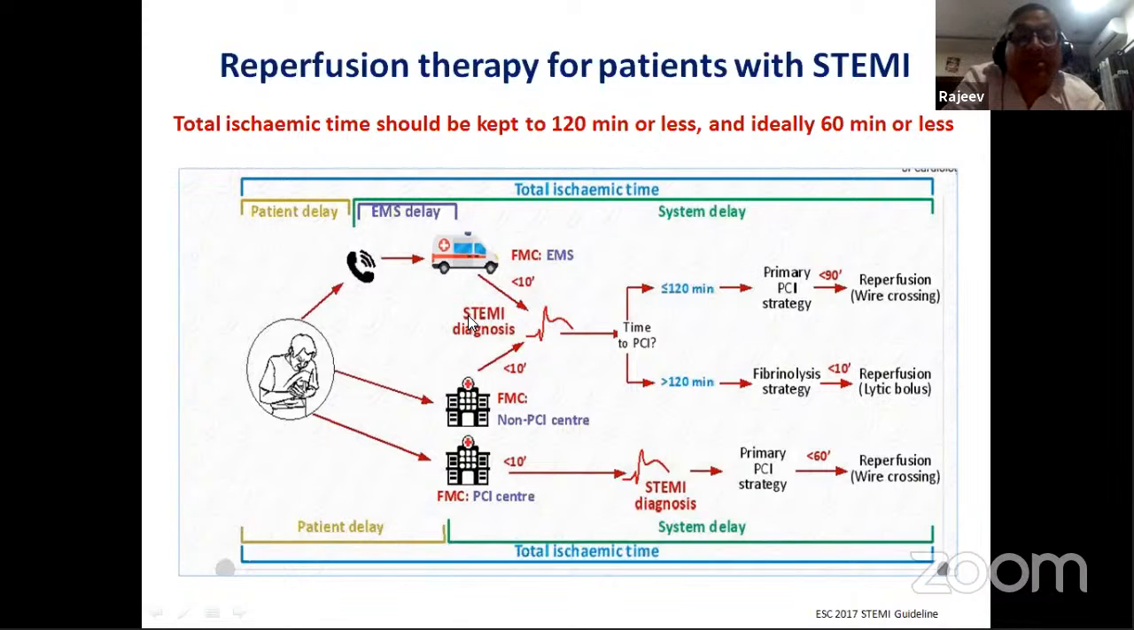Then the STEMI diagnosis, first medical contact is a non-PCI center. Again, we should go for thrombolysis. And first medical point, if it's a PCI center, if the diagnosis of ST elevation is made, then primary PCI is the treatment of choice and less than 60 minutes wire crossing should be achieved. So the total ischemic time is most important, and if it is less than 120 minutes, preferably less than 60 minutes, PCI should be the first choice, but any delay anticipated anywhere, we should go for thrombolysis.